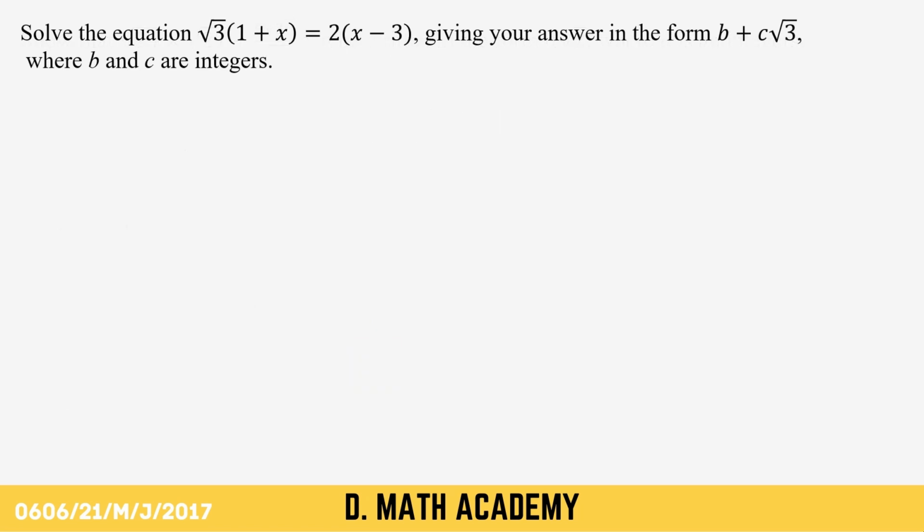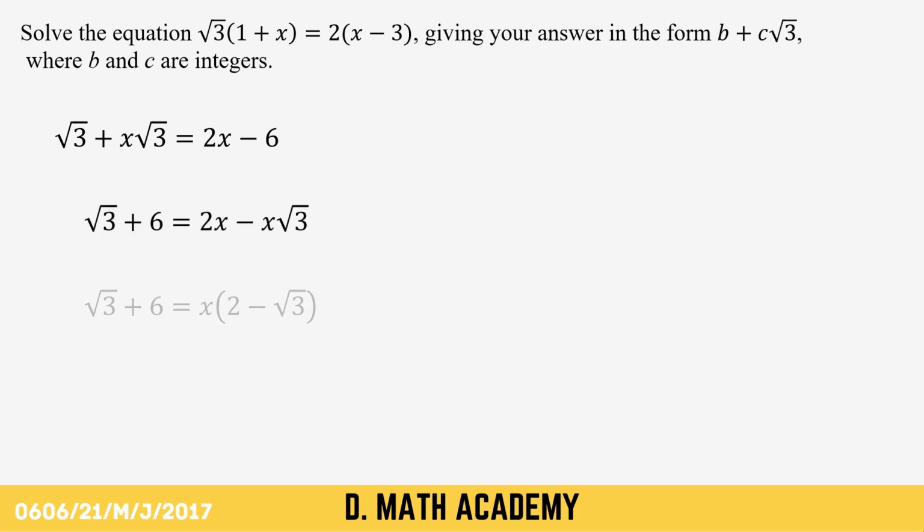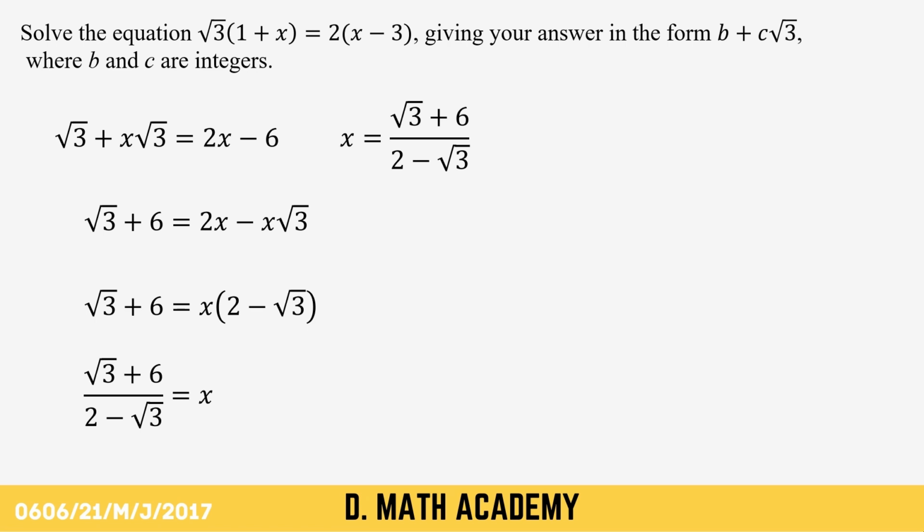Moving on, solve the equation square root 3 bracket 1 plus x equals 2x minus 3. Give your answer in the form of b plus c square root 3. So I first multiply the 2 into the bracket and also the square root 3 into the bracket. I arrange all the x to one side, extract x from it, so I get x bracket 2 minus square root 3 equals square root 3 plus 6. So I get rid of the 2 minus square root 3, then x equals square root 3 plus 6 over 2 minus square root 3.